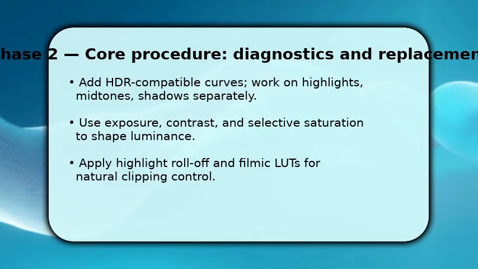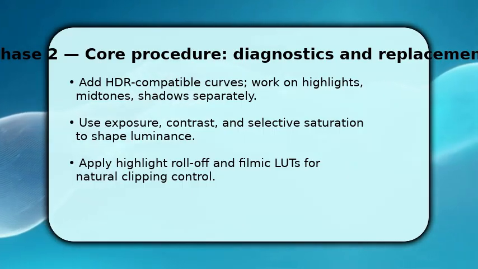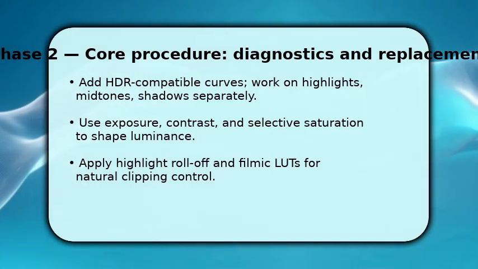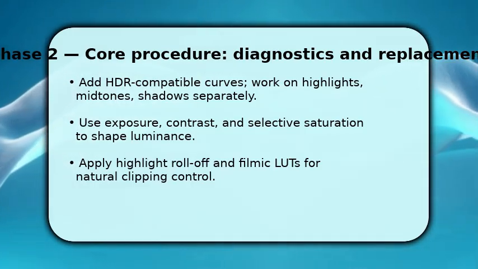Next, use exposure and contrast to set overall dynamic range, then push selective saturation to preserve color in intense highlights. Apply a highlight roll-off or filmic LUT to avoid harsh clipping. This keeps bright areas pleasing. Once balanced, preview on an HDR-capable display.